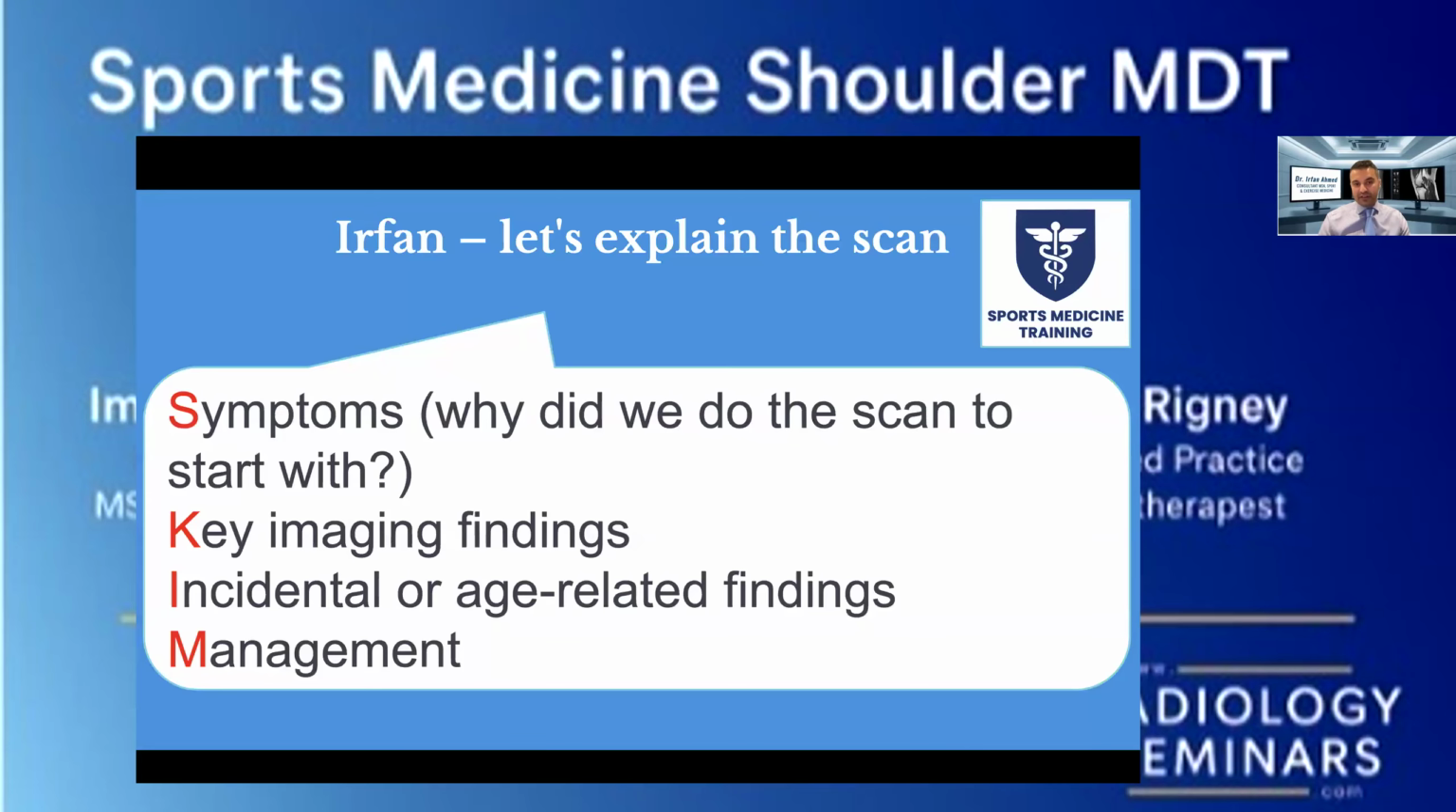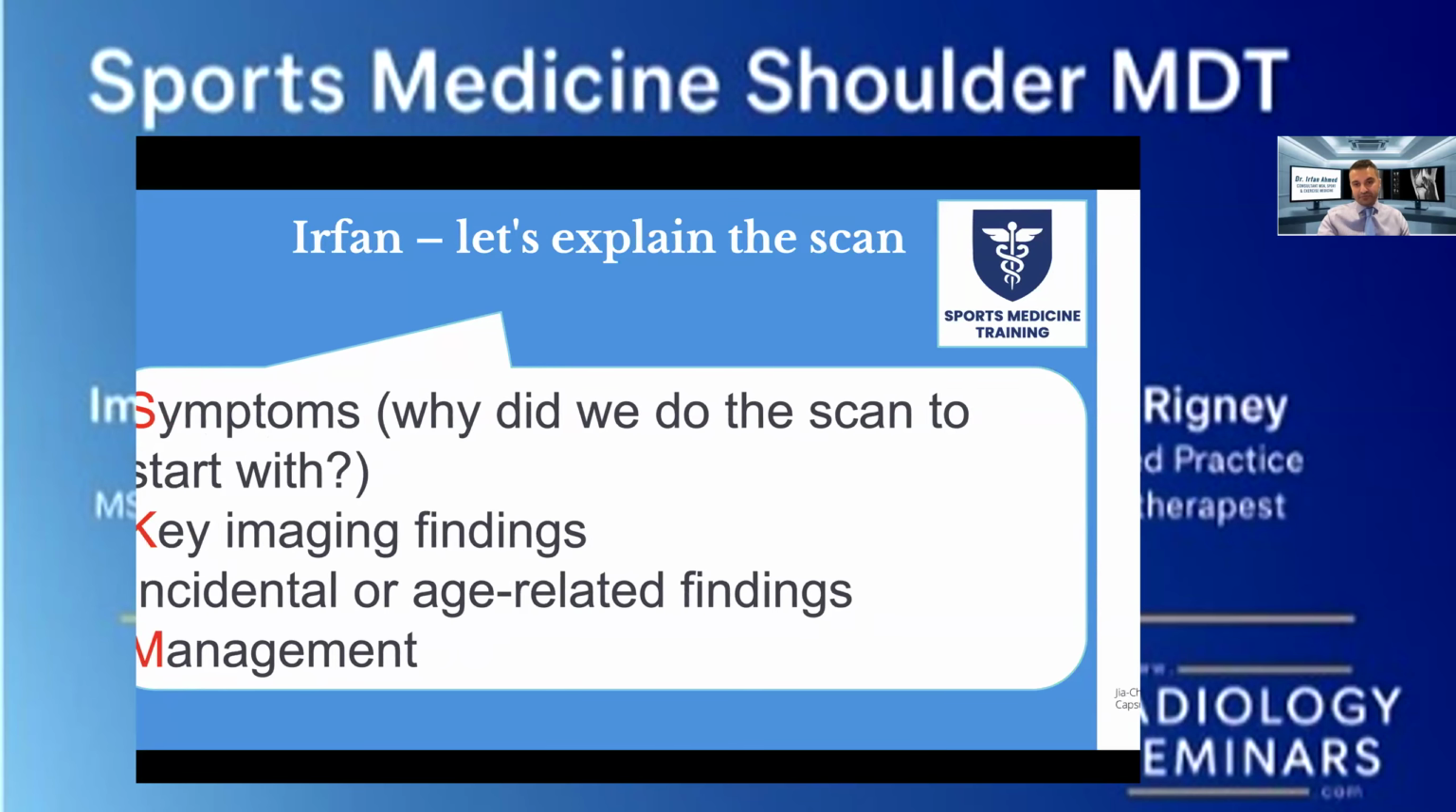What are the key imaging findings? What do you think is the driver? Thinking about those incidental or age-related findings, like how common is it to have a partial thickness tear of a rotator cuff in that patient age group or demographic, and then going on to the management.